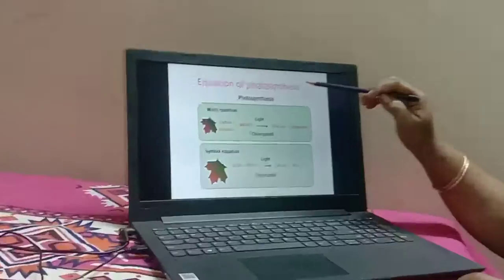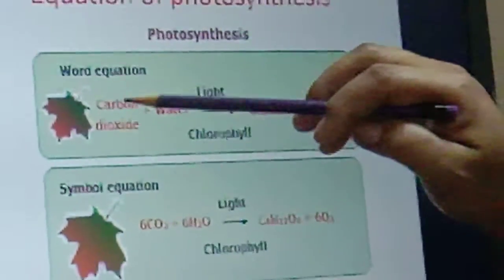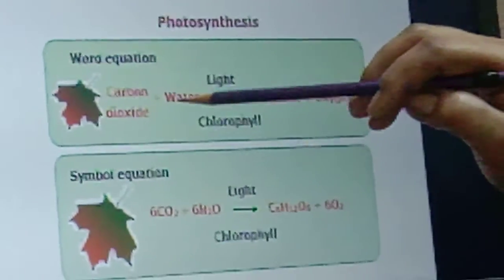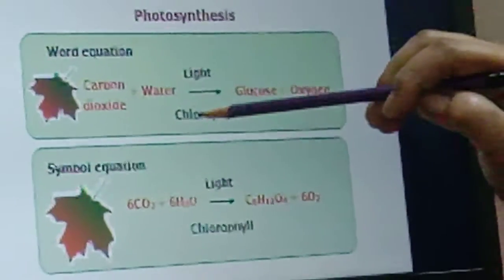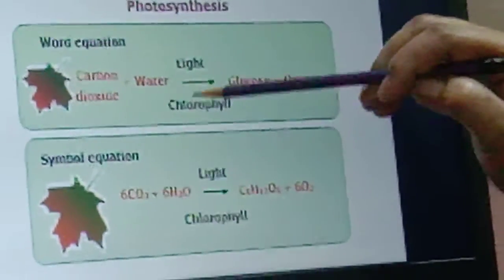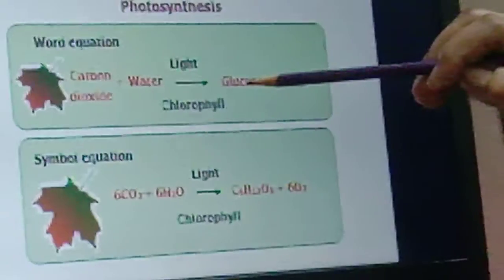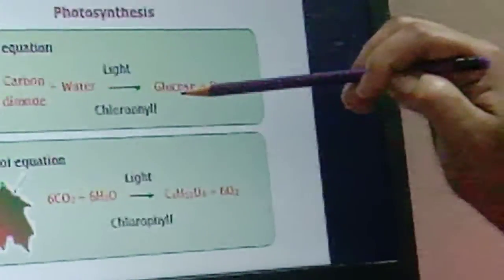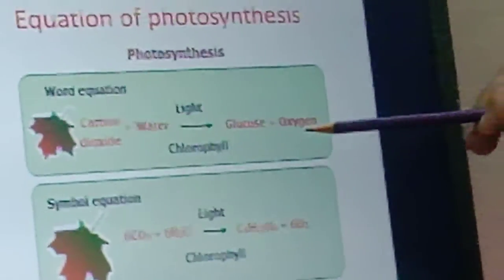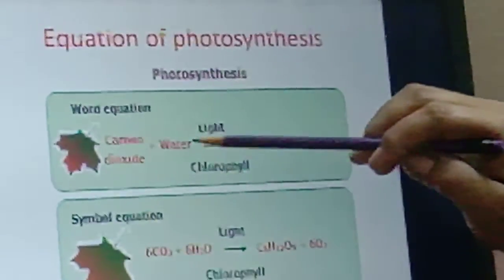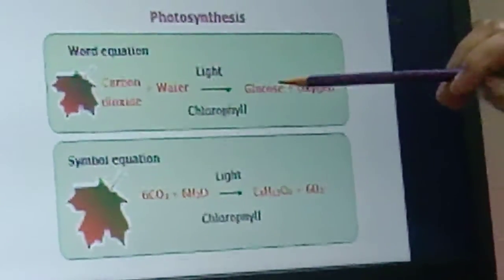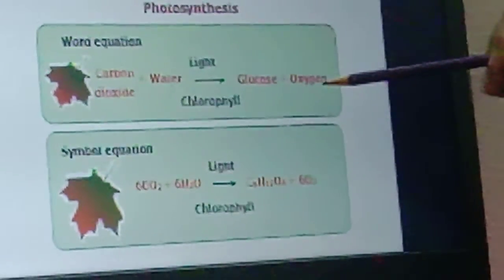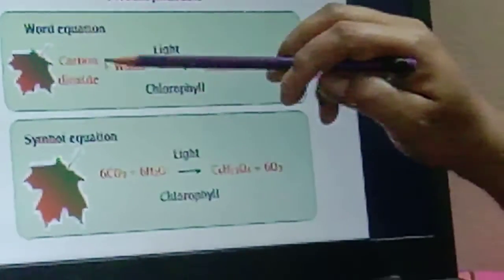Equation of photosynthesis. In words, we can write like this. In the leaf, carbon dioxide plus water in the presence of sunlight and with the help of chlorophyll, glucose is produced. It is a kind of carbohydrate. It is the simplest form of carbohydrate. And oxygen is released, plus oxygen. Carbon dioxide plus water in presence of sunlight and chlorophyll gives glucose and oxygen. So this is the word equation.